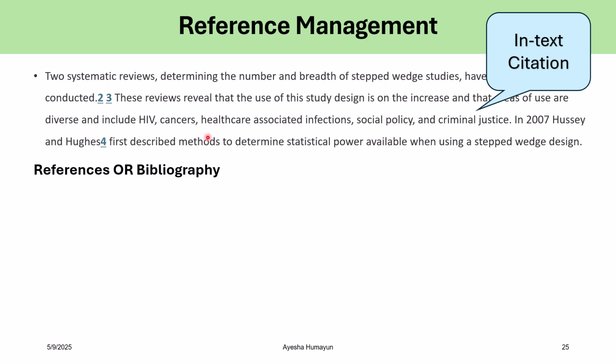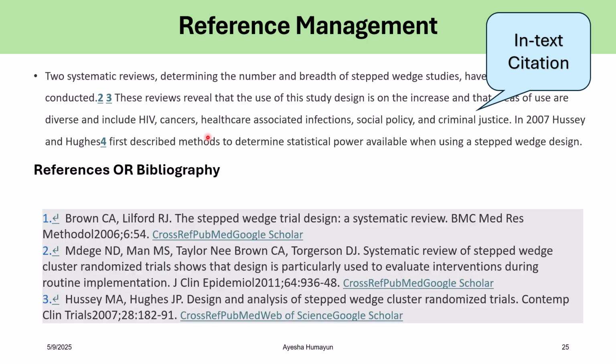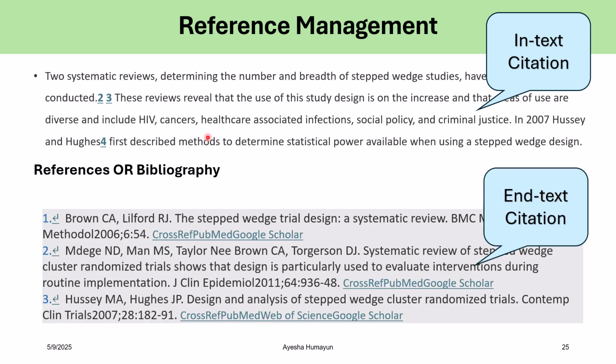So what is the difference between in-text and end-text? The end-text citation is given at the end, under the heading of references or bibliography, where, if it's number 2 in the text, you can find the detail in number 2. In that way you can give a complete list of all the cited papers.